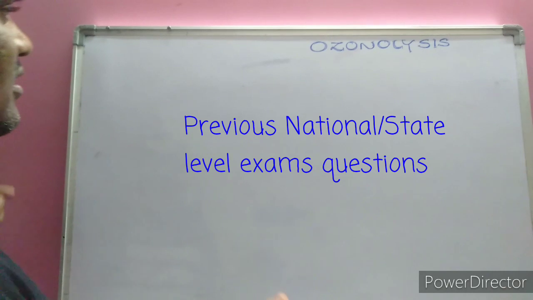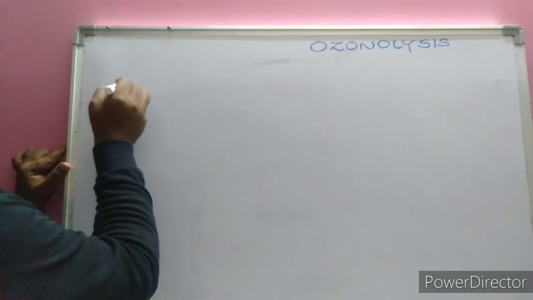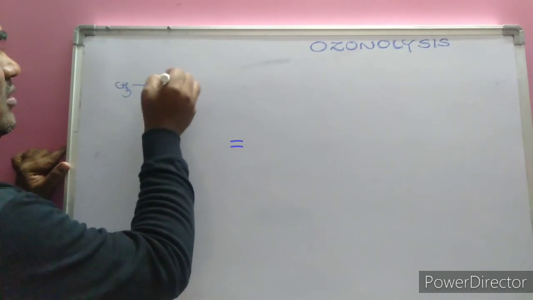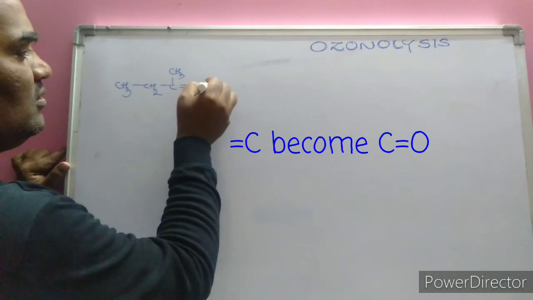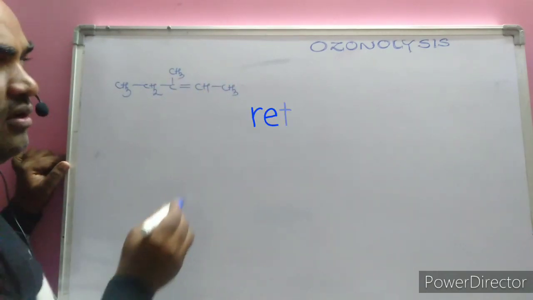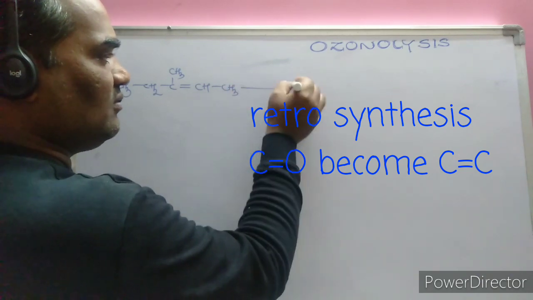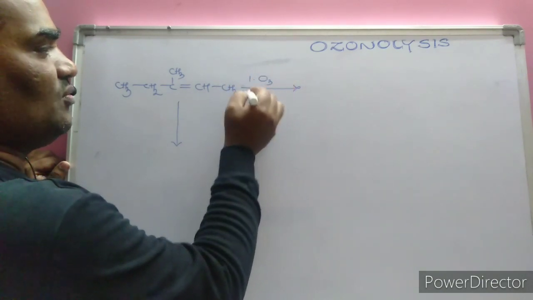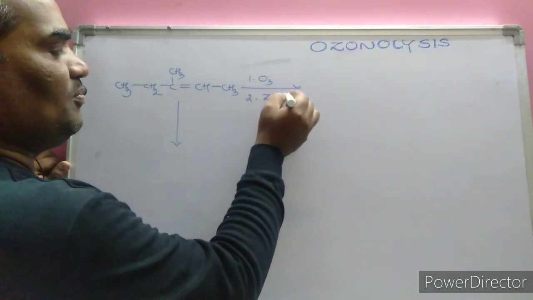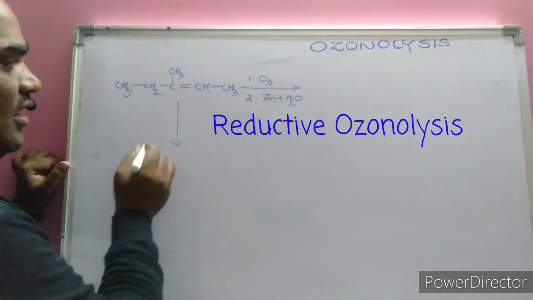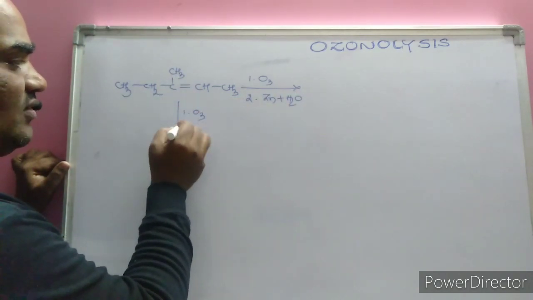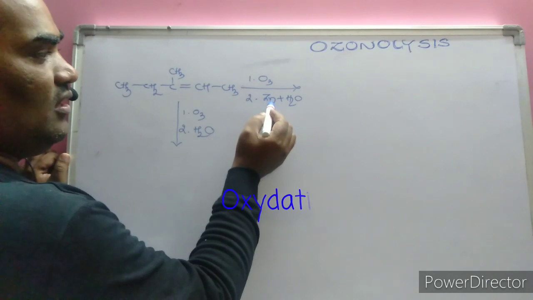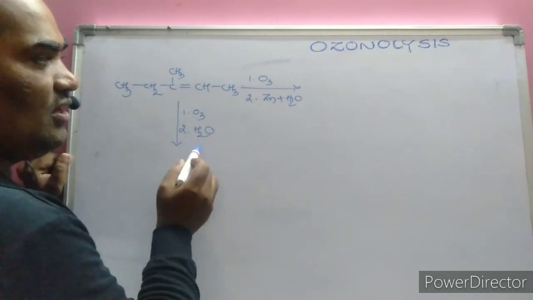Now a few more examples regarding ozonolysis: CH3CH2C(CH3)=CH-CH3 is given. I am planning to explain both processes here: one is reductive ozonolysis, another is oxidative ozonolysis. In one, step 1 is O3 and step 2 is zinc plus water. In the other, step 1 is O3 and step 2 is simply water, or silver oxide. Where zinc is there, it undergoes reductive ozonolysis.